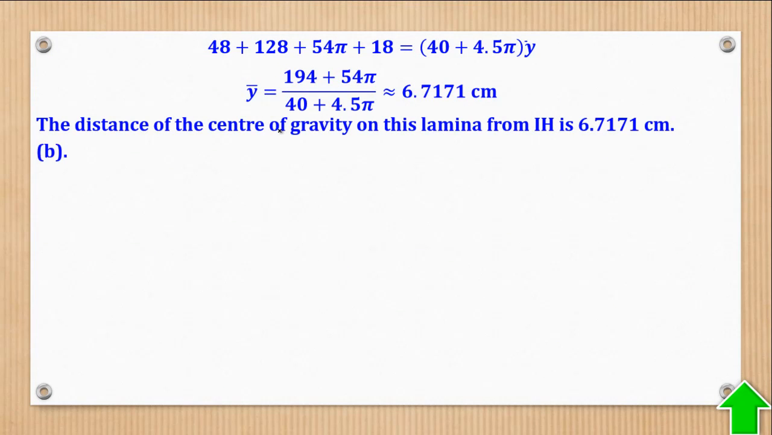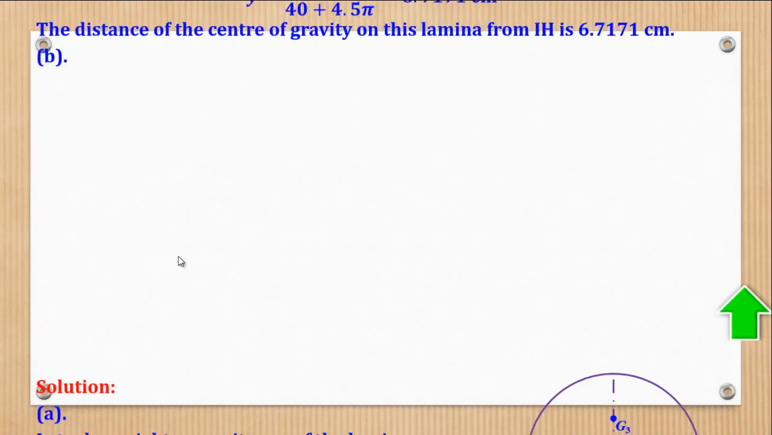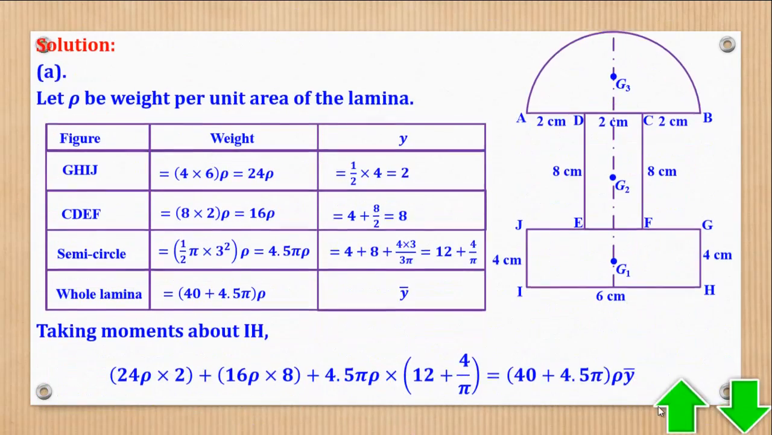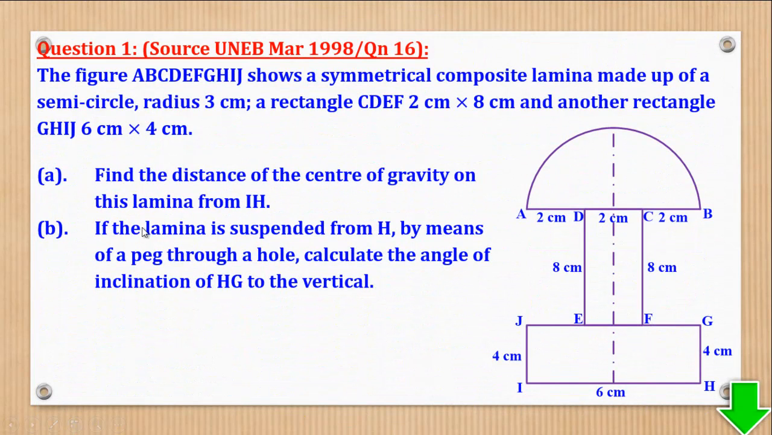Then in part B, they said if the lamina is suspended from H by means of a peg through a hole, calculate the angle of inclination of HG to the vertical.